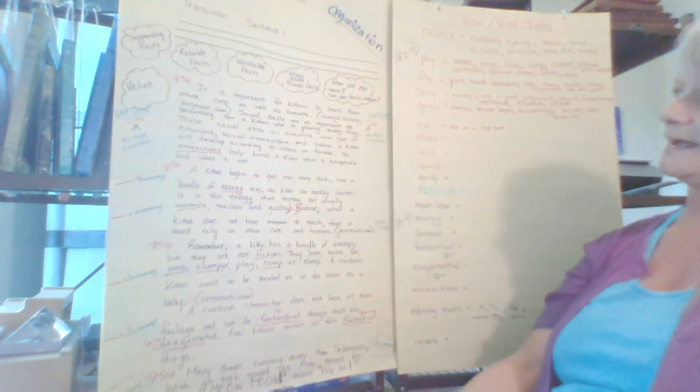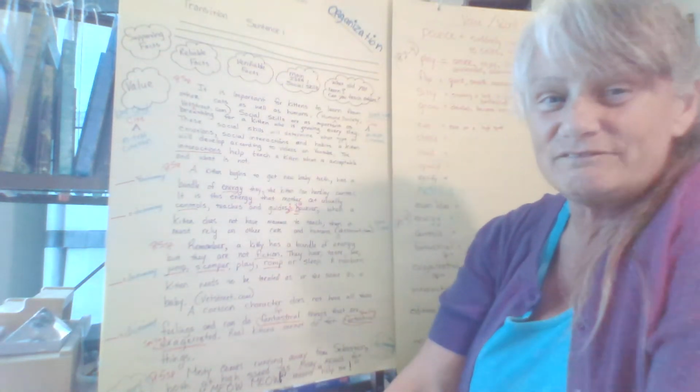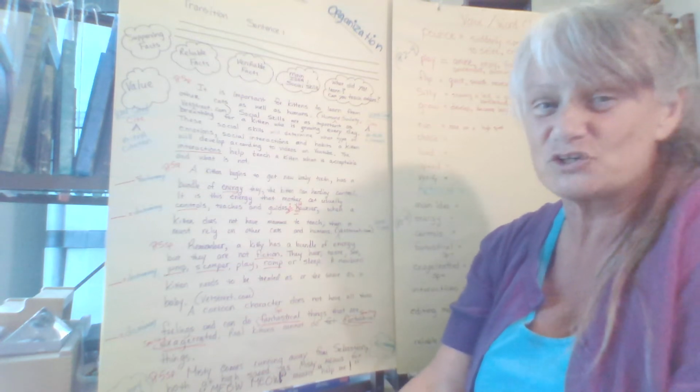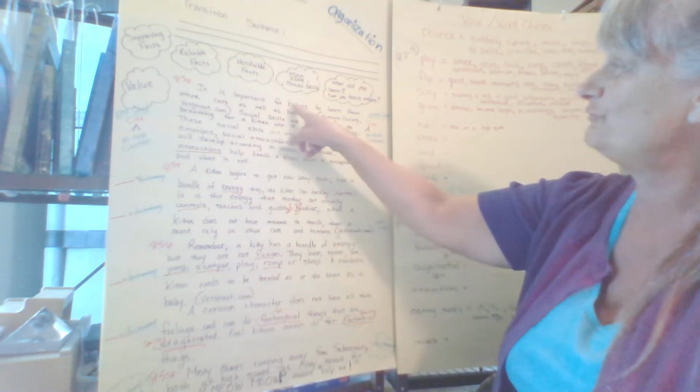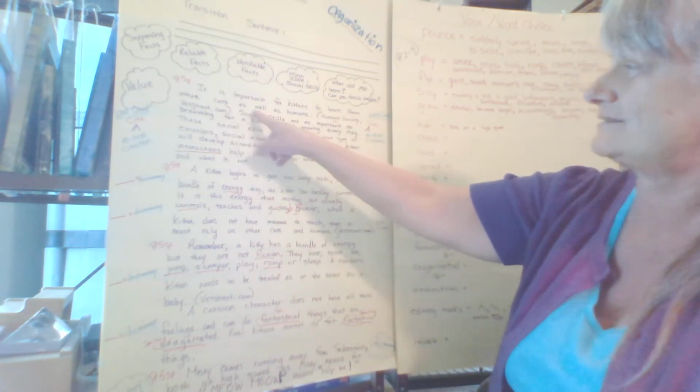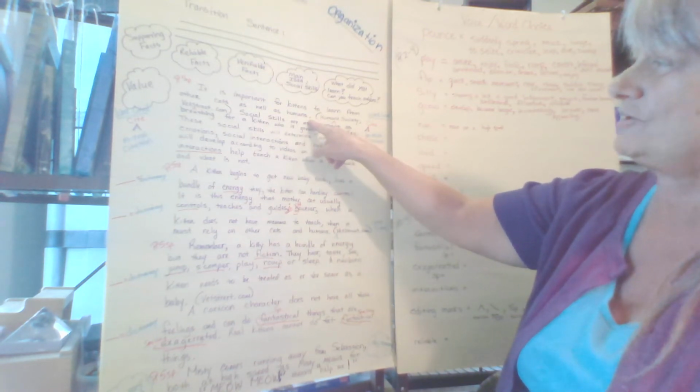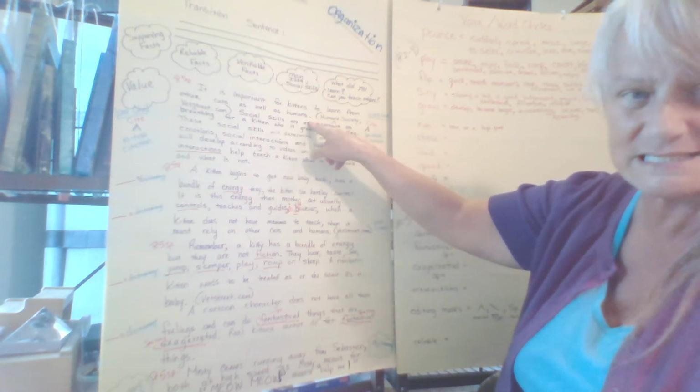Okay, let's go back to our value. This is the value paragraph for Sebastian. It is important for kittens to learn from other cats as well as humans. I have a period at the end of my sentence because my sentence ends.